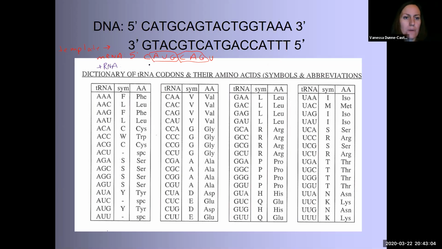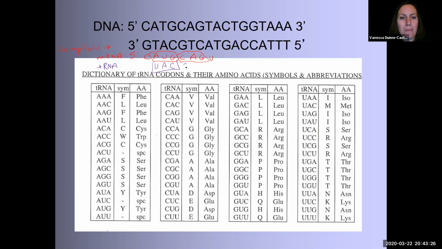anticodons. You don't need to worry about orientation this time, but we're just going to start with this first codon. To find the anticodon, it's just going to be the complementary nucleotides in RNA. So A's will be complementary to U's, U's are complementary to A's, and G's are complementary to C's. So here's our first transfer RNA molecule anticodon. Let's do the next one.